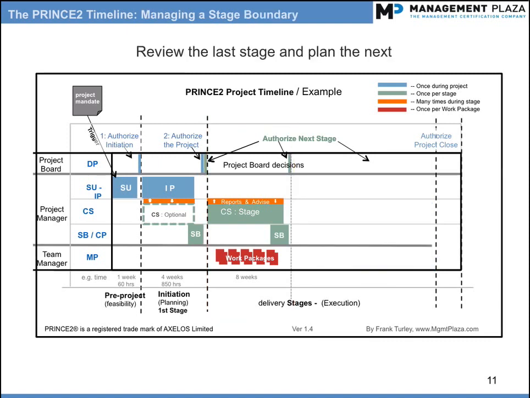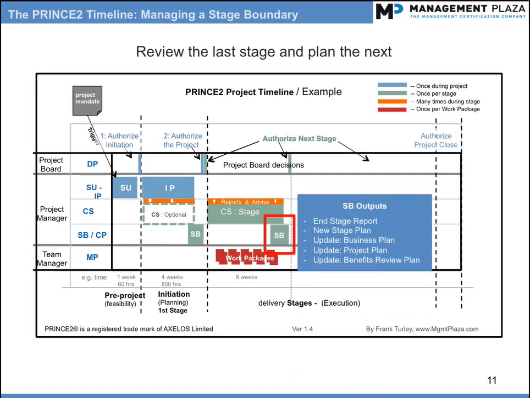Topic: the managing a stage boundary process. As you can see in the diagram, the stage boundary process, or SB for short, starts towards the end of the stage and before the controlling a stage process ends. The objectives of the stage boundary process are to prepare the following information for the project board so they can make a better decision. The end stage report, so how well the stage did compared to the stage plan.